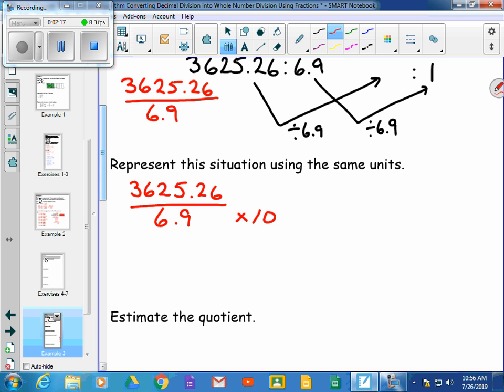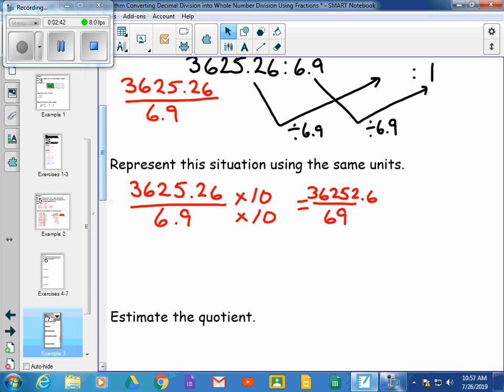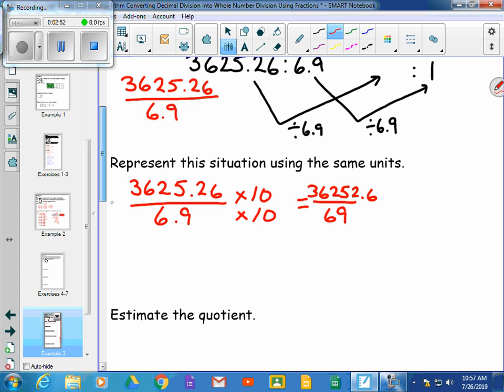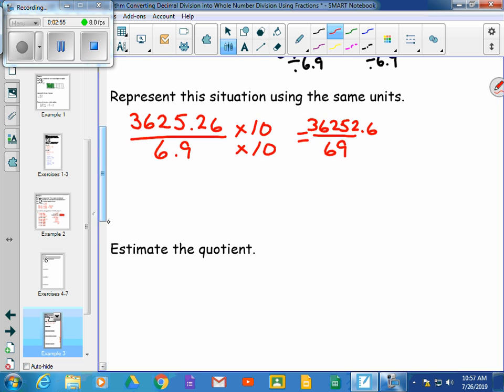In order to move it one place to the right, I have to multiply it by 10. That results in a divisor of 69. And whatever I do to the bottom, I must do to the top. That moves that decimal point one place to the right as well. That's going to result in a new division problem of 36,252.6 divided by 69. It's okay to have the decimal in the top number, the dividend, but it cannot be in the bottom number.